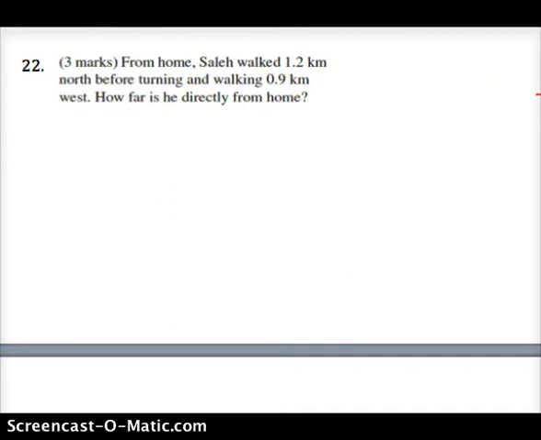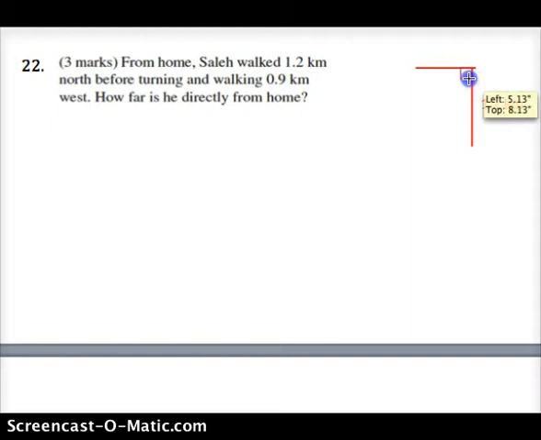Okay, for question 22, we're told from home, Saleh walks 1.2 kilometers north. So Saleh will start down here and walk up north for 1.2 kilometers. So I'll just write that in first. Then Saleh turns and walks 0.9 kilometers west. Now if that's walking up north, west is this way. So Saleh turns and walks west over here for 0.9 kilometers.